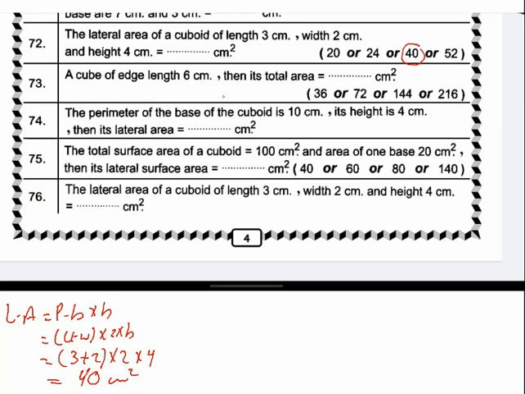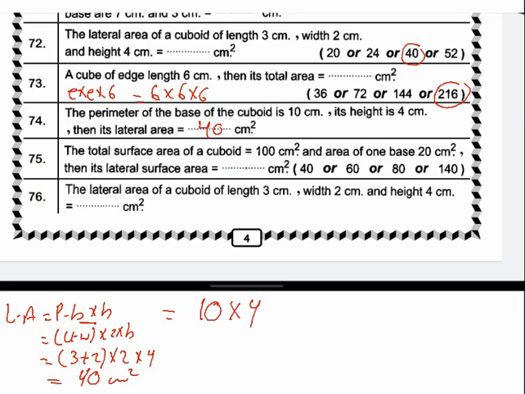Cube of edge length 6, total area equals E times 6. It will be 6 times 6 times 6, 216. The perimeter of the base of cuboid 10, the height 4, then the lateral area. Lateral area equals perimeter of the base times height, the same rule. So perimeter of the base 10 and height 4, 10 times 4 equals 40.